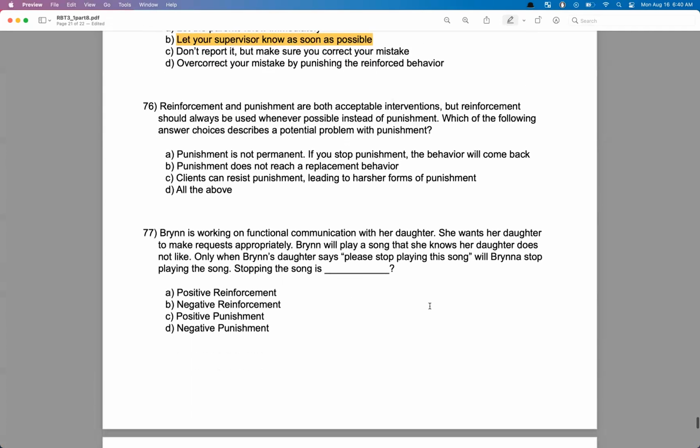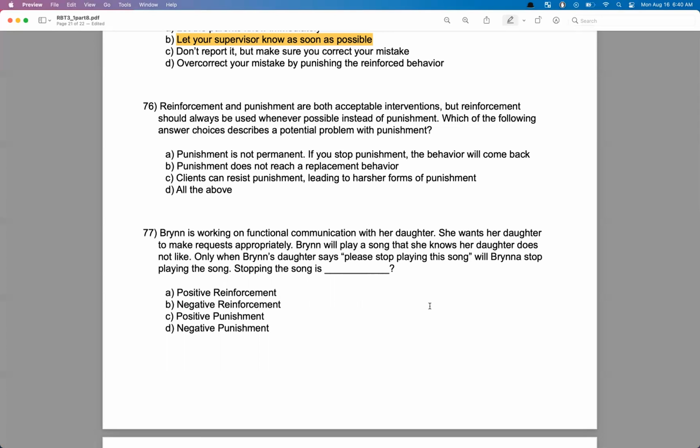76, reinforcement and punishment are both acceptable interventions. But reinforcement should always be used whenever possible instead of punishment. Which of the following answer choices describes a potential problem with punishment? So the golden rule of ABA is use reinforcement whenever possible. Use reinforcement first if possible. Avoid punishment if possible. We should be using reinforcement for nearly everything we're doing because there are potential problems with punishment.